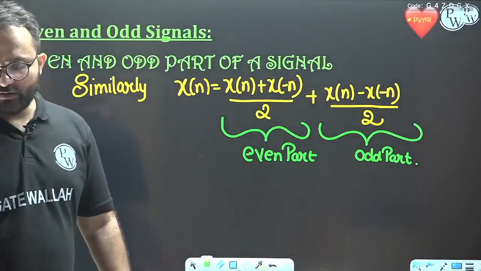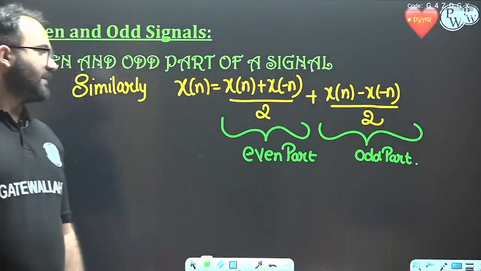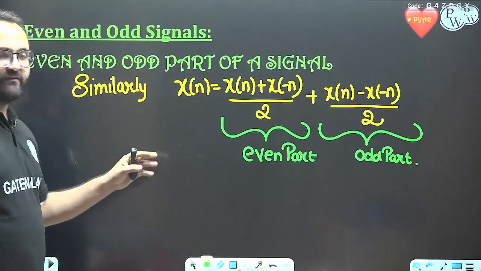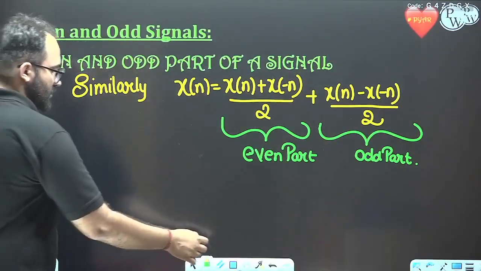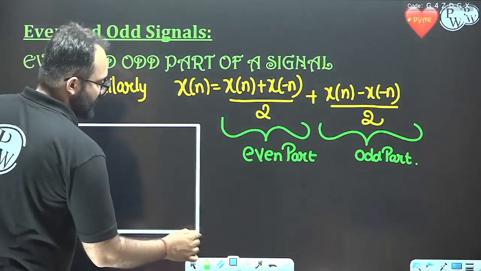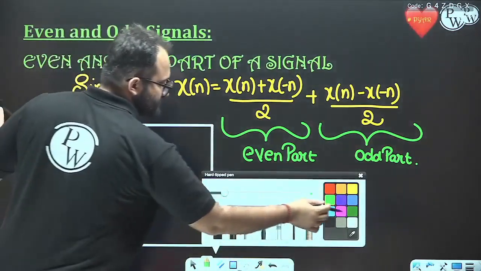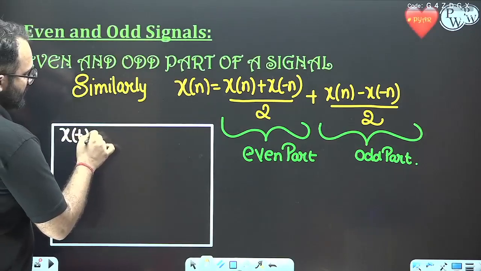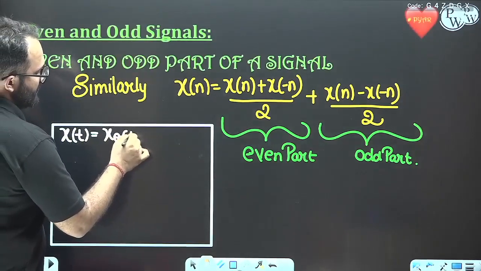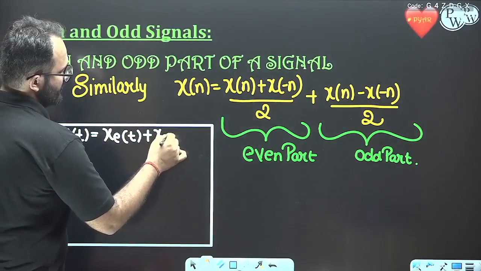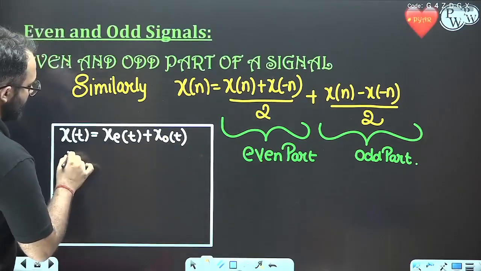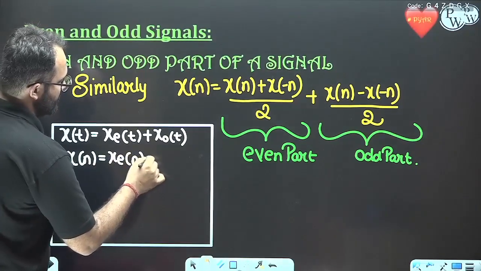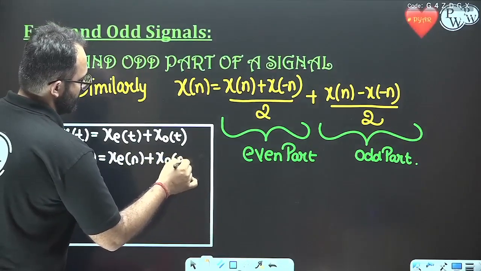I hope all of you are able to do it. Right. Great. So remember these formulas. These are very, very important. I'm just writing the conclusion here. The conclusion is any signal xt can be written as a sum of even part and odd part. Similarly, any signal xn can be written as the even part and odd part.